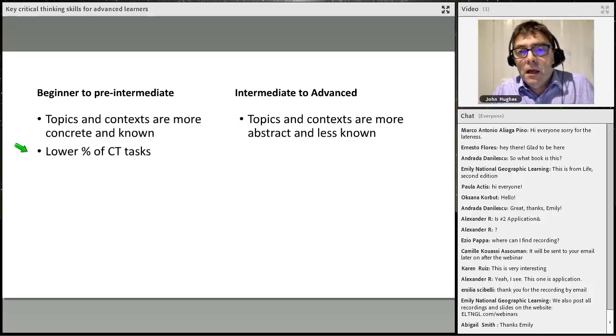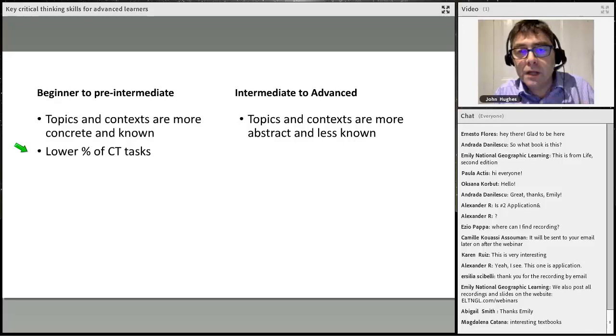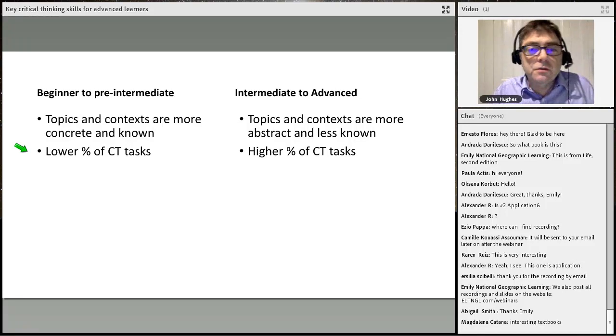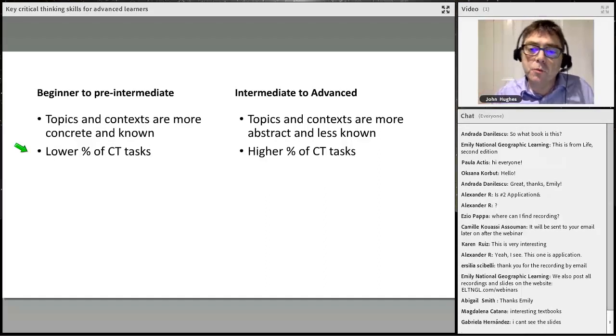Generally, in lower level classes, there's a lower percentage of critical thinking tasks. We can still include critical thinking, but we spend a lot more time on lower order thinking and basic comprehension tasks. It's logical. With advanced students, there's a higher percentage of critical thinking and creative thinking because they have the language to cope with that.